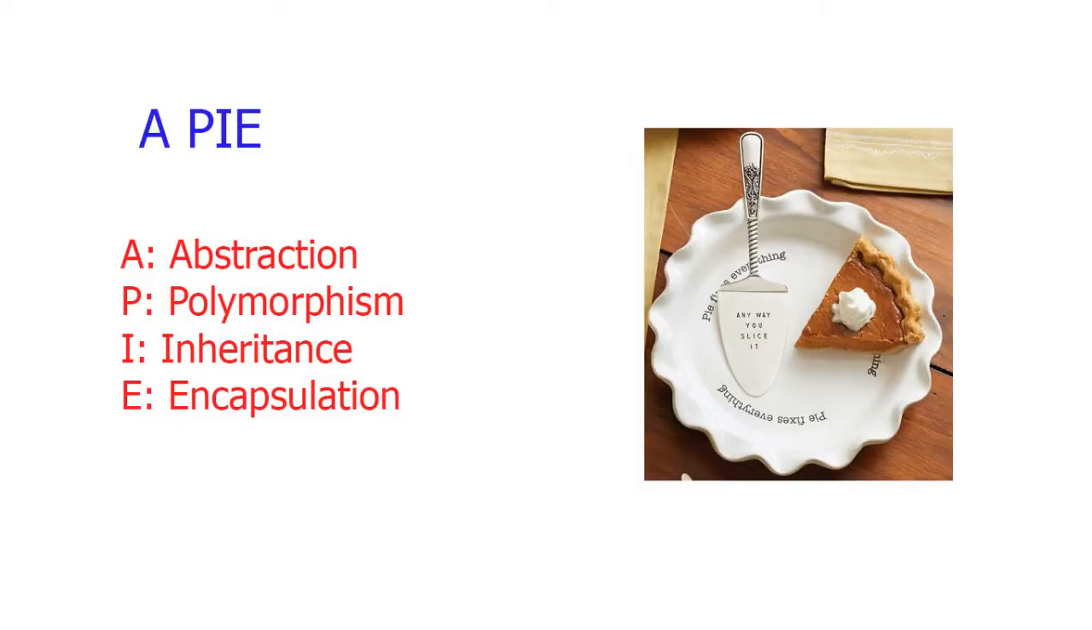Then let's move to the four pillar concepts of object-oriented programming. I will call it a PIE. You can also see it in the picture. By the way, a piece of pie has nothing to do with object-oriented programming. I just want to make it easy to memorize. It will sound funny, but a piece of pie with Java coffee. By the way, Java coffee is a Nepali brand of coffee. Let's move to the PIE. PIE stands for abstraction, polymorphism, inheritance, and encapsulation.